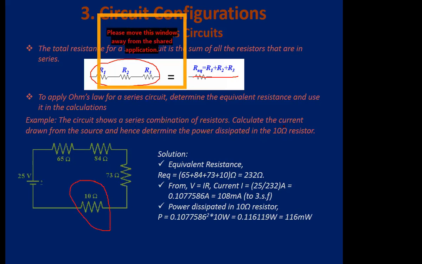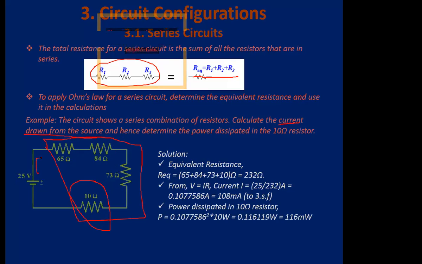But before that, we need to calculate the current drawn from the source. So remember, from V = IR, we have to find the total resistance of this circuit first. The total resistance will be the sum of these 4 resistances, that's 232 ohms. Then we can use Ohm's law, where the current will be the current flowing in that direction. So from V = IR, I equals 25, which is our source voltage, divided by 232, which is our equivalent resistance. And you get about 1.08 milliamps as our current.